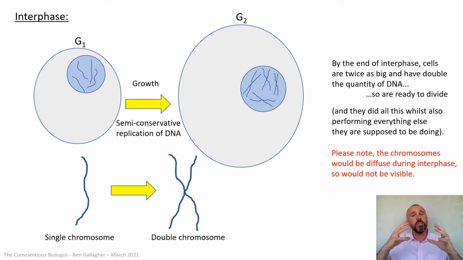But they'd be diffuse and spread out, because by being diffuse and spread out, the DNA can actually be seen and be read, so it can be expressed into proteins. Okay, so we'll include the chromosomes on here, but remember, you wouldn't see them if you were looking through a microscope.